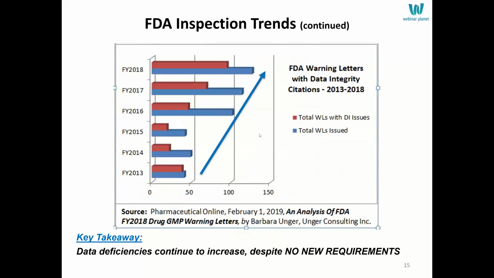Here we see warning letters with specific data integrity citations, 2013 to 18. You see the increase in the trend from 13 to 18 for both warning letters and citations of warning letters with data integrity issues. So data deficiencies continue to increase, but there have been no new requirements issued by FDA since 2003.